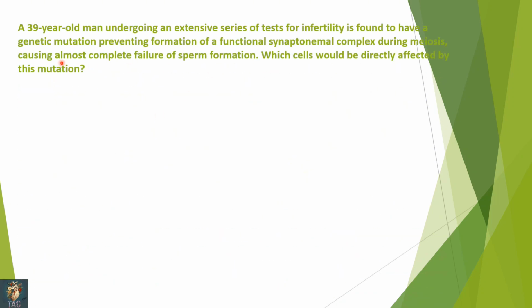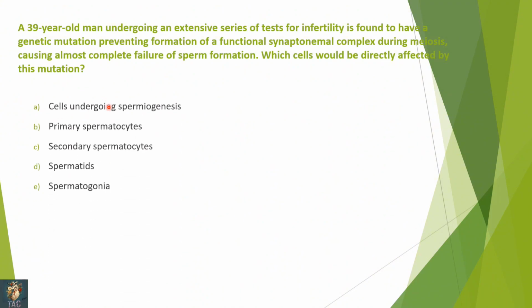Then a 39-year-old man undergoing an extensive series of tests for infertility is found to have a genetic mutation preventing formation of the functional synaptonemal complexes during meiosis. So remember, this line is very important. It is causing almost complete failure of sperm formation. Which cells would be directly affected by this mutation? The cells undergoing spermiogenesis, the primary spermatocytes, the secondary spermatocytes, the spermatids, or the spermatogonia.